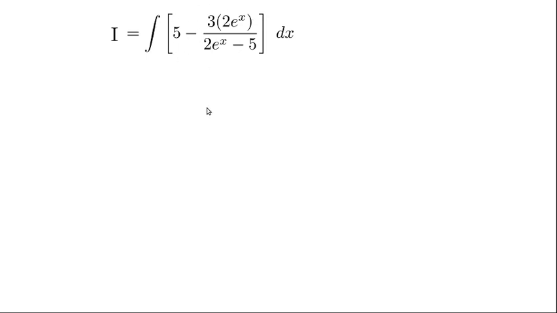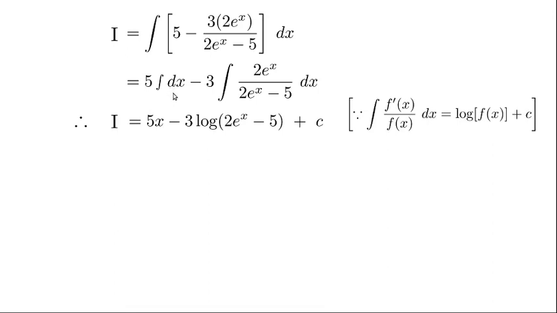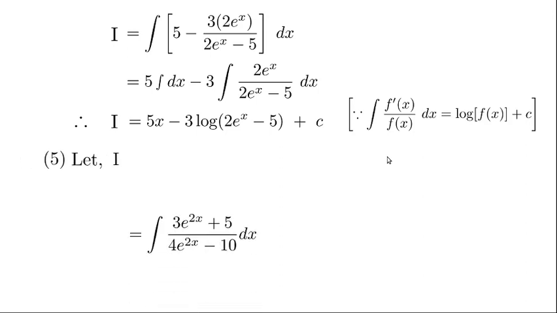And now take separate integration. So 3 is kept out. And we have kept this 2 e raised to x as it is because the derivative of this is in the numerator. Therefore, we find 5x minus 3 times log of 2 e raised to x minus 5 plus c. And this is because of this rule, that is integration of f dash of x upon f of x dx equal to log fx plus c.